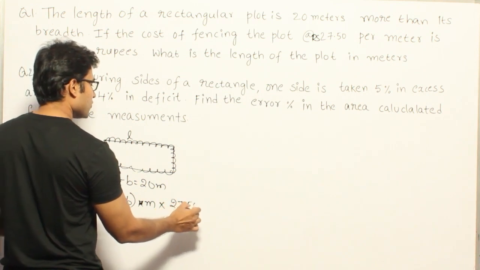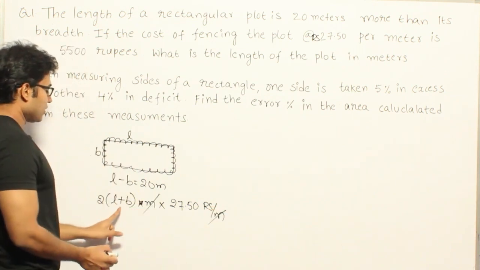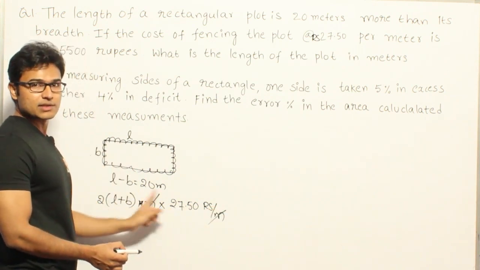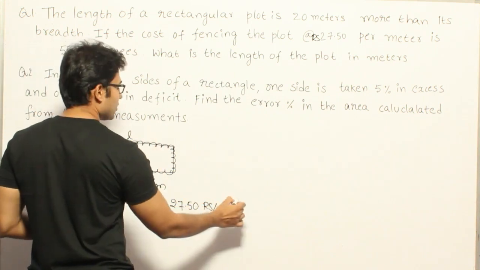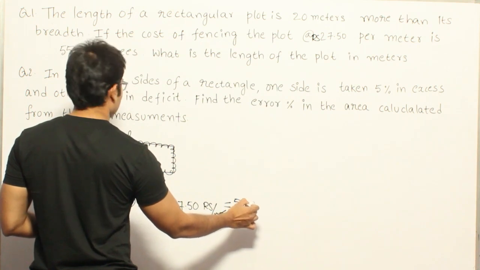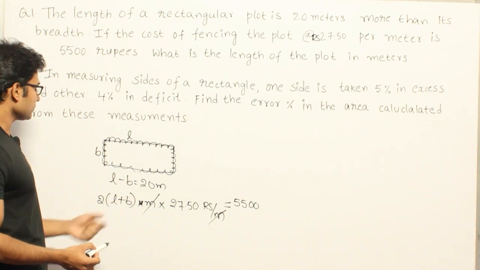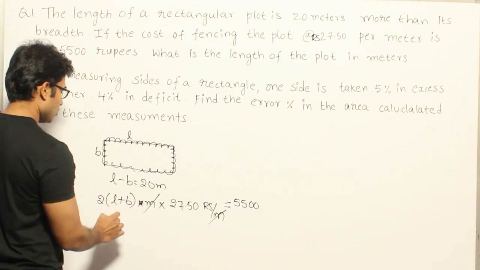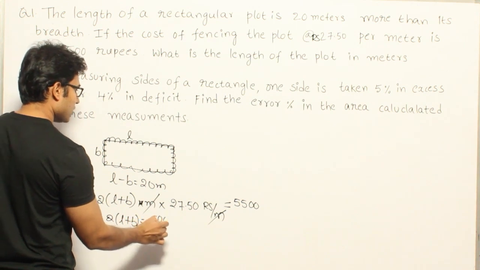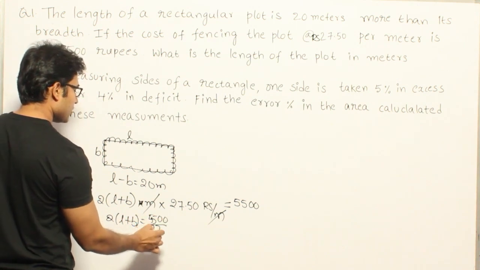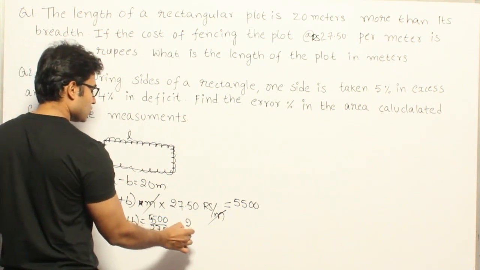So 27.50 rupees per meter. Now what you get? You get the total cost of the fencing for total perimeter, right? Now this amount is given as 5,500. Now from this you can find out that this 2 into L plus B is equal to 5,500 divided by 27.50, right? Now if you compute it, you are going to get it as 200.